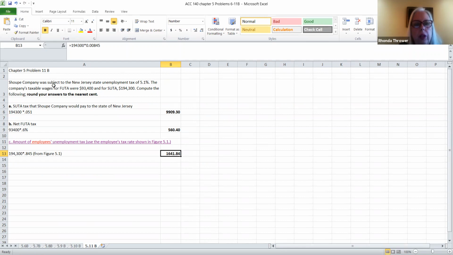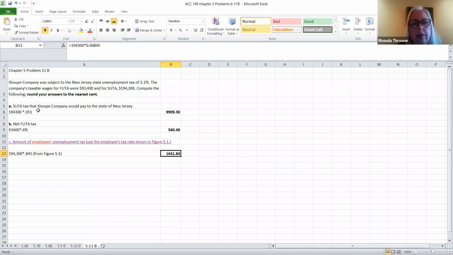The soap company was subject to New Jersey state unemployment tax of 5.1%. The company's FUTA taxable wages were $93,400. And for SUTA, they were $194,300. Compute the following and round your answers to the nearest cent.